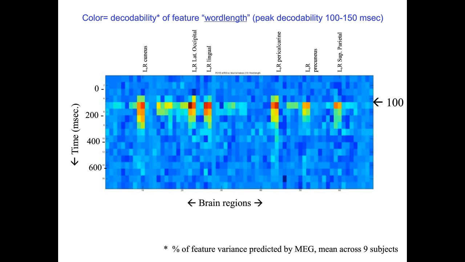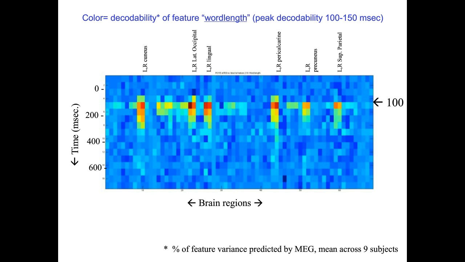So what you see here is very interesting, that at around 100 milliseconds, you see a bunch of red regions that indicate suddenly the neural activity codes the number of letters in the word that you're looking at. And it simultaneously does that across half a dozen different brain regions. So there's something interesting going on.